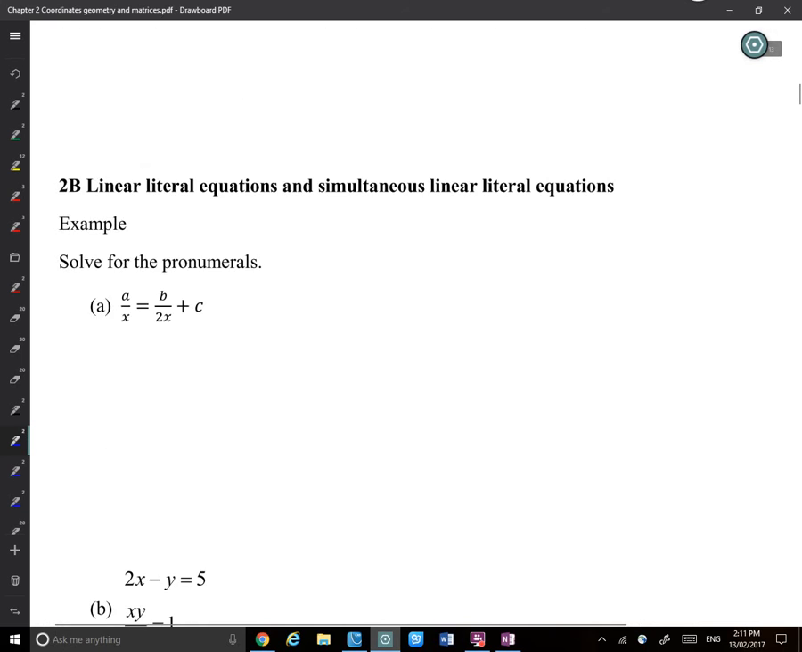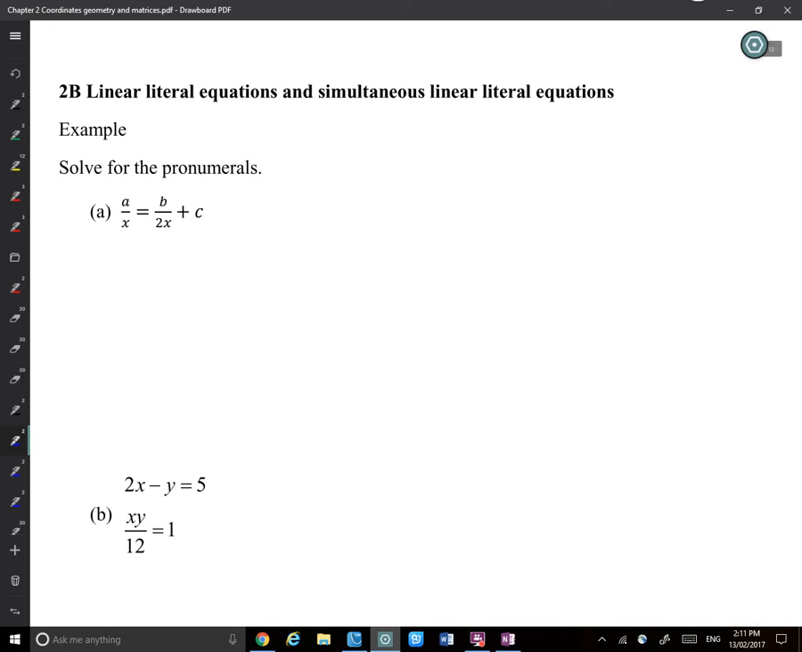Okay, so here is the important part: linear literal equations and simultaneous linear literal equations. So we are solving equations that involve x as the variable, but also involve other letters a, b, c. If other letters a, b, c are there, they're not variables, you treat them as numbers.